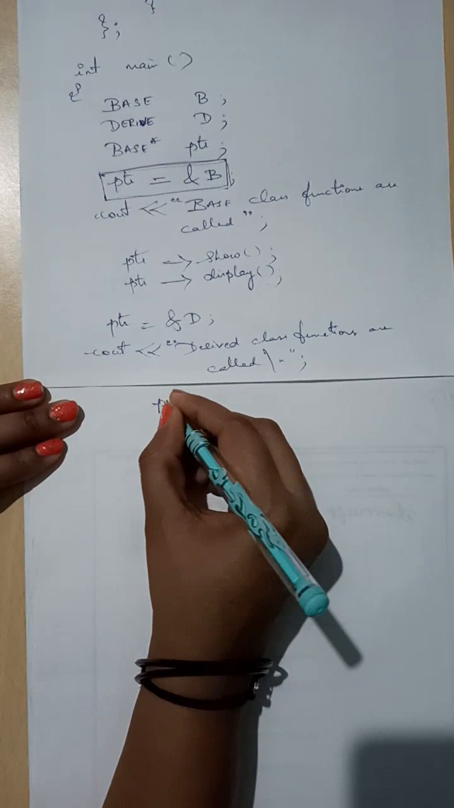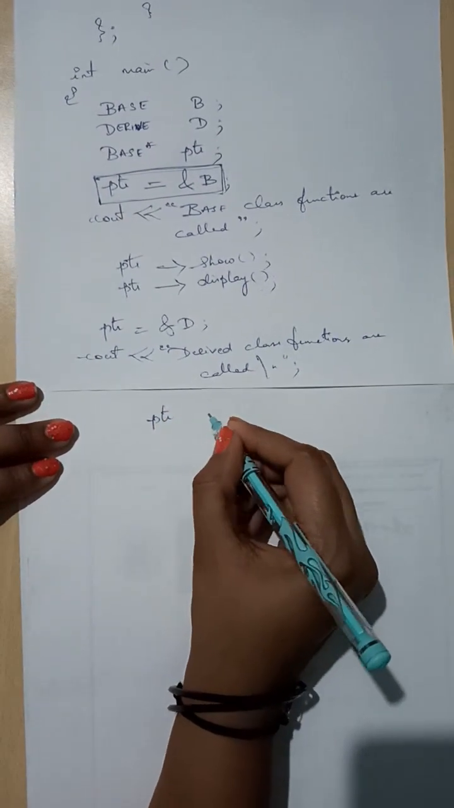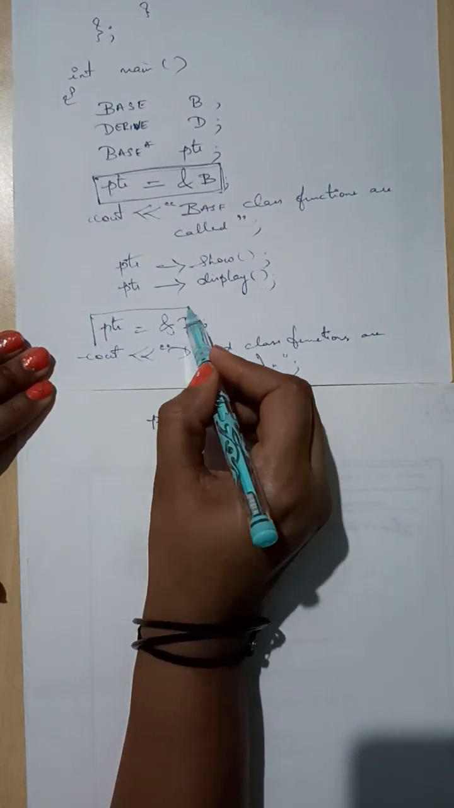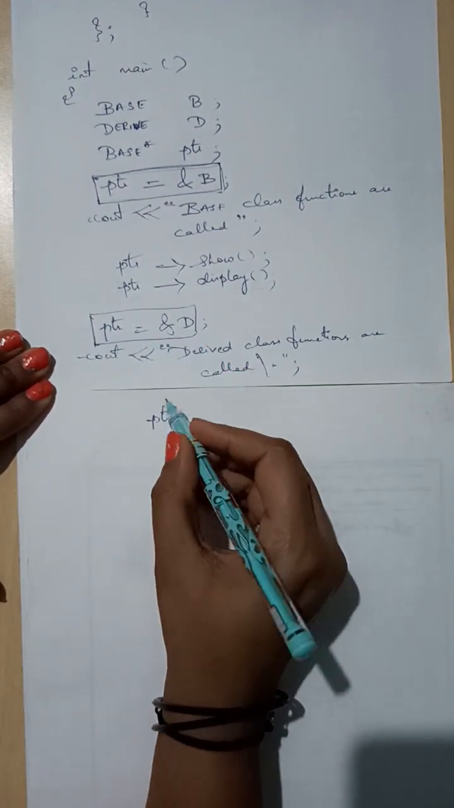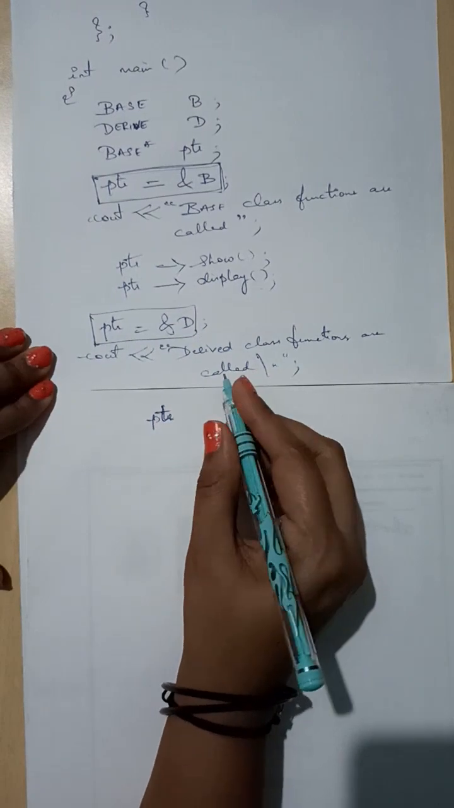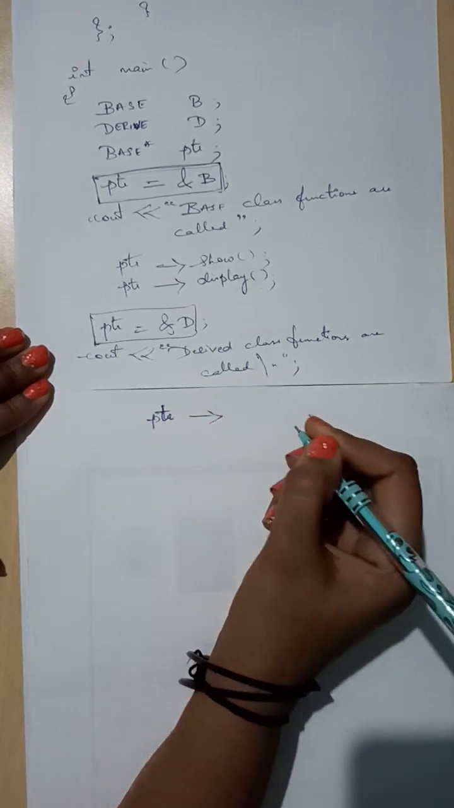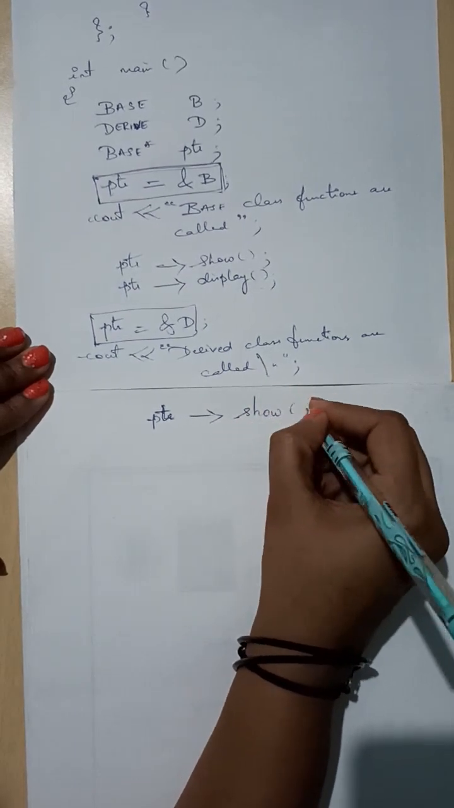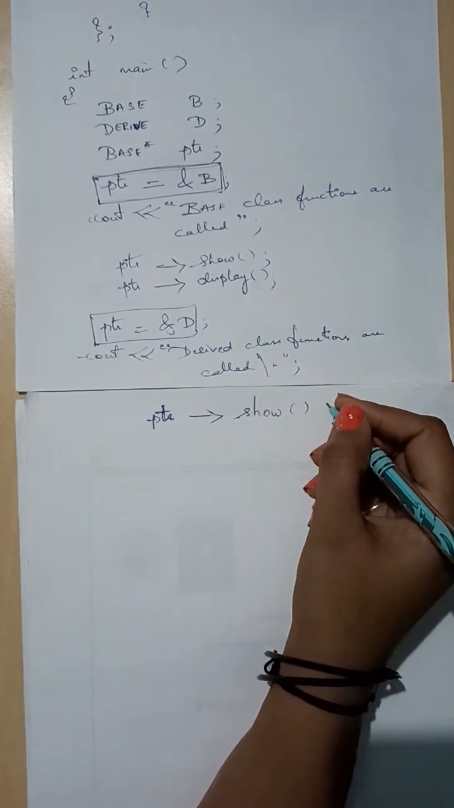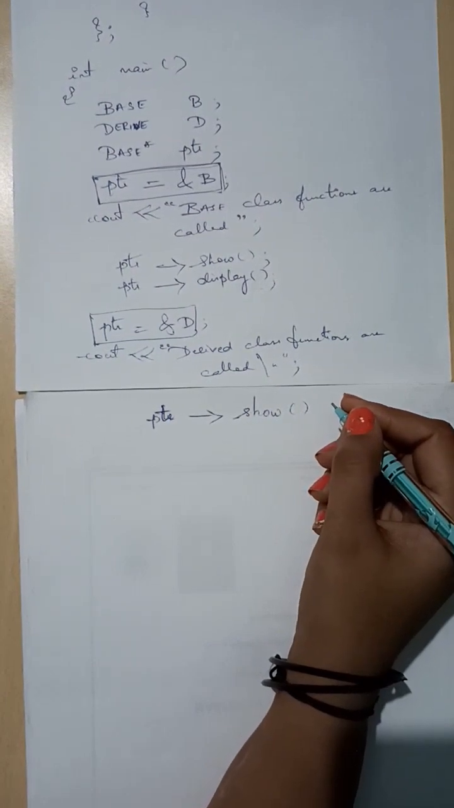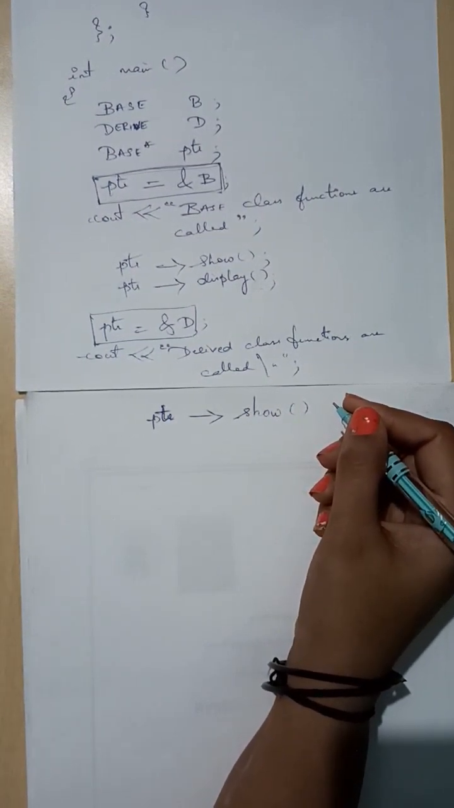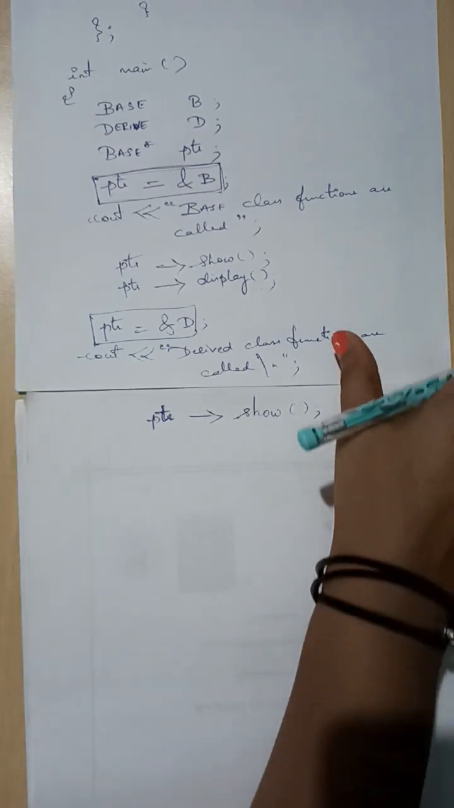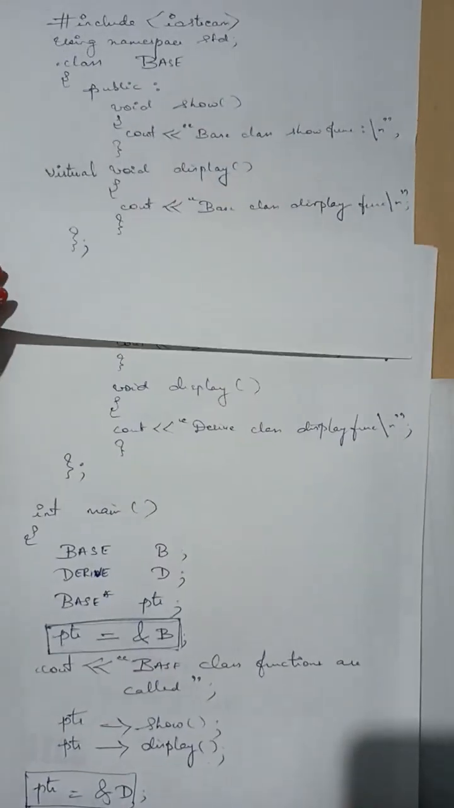With the pointer object of the base class, now the pointer object is containing the address of the derived class object. So if I use the base class pointer object and the arrow operator and call the function show, which function gets called, the base class member function or the derived class member function? So how can you guess?